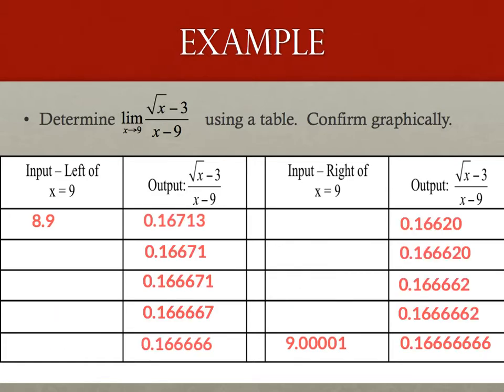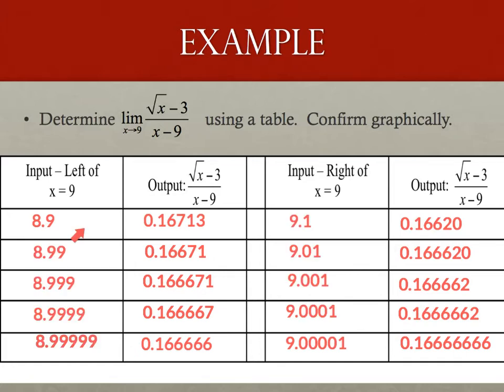All right, so here's my chart. As I'm approaching 9 from the left, I'm looking at values slightly less than 9, so 8.9, 8.99, and my output values go 0.167, 0.1667, 0.16667, and so on. So they're approaching 0.1666 repeating. Now when I'm right of 9, my values are going 9.1, 9.01, 9.001, getting closer but still slightly bigger. And notice that my output values are also approaching 0.1666 repeating.